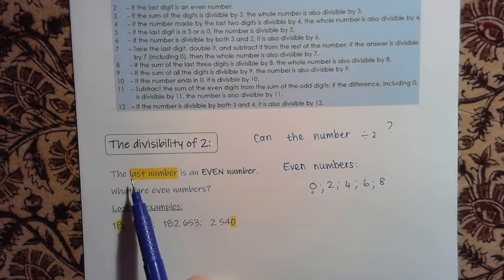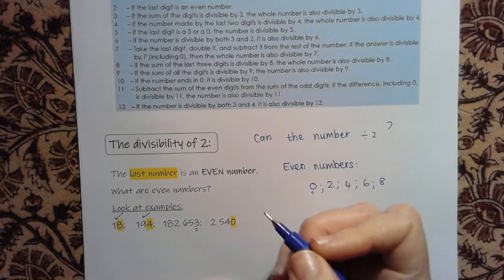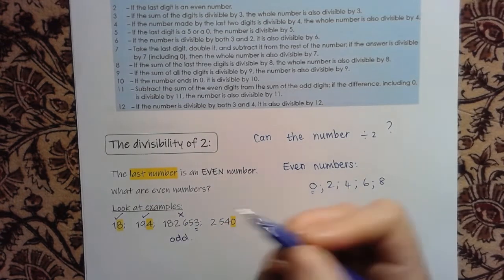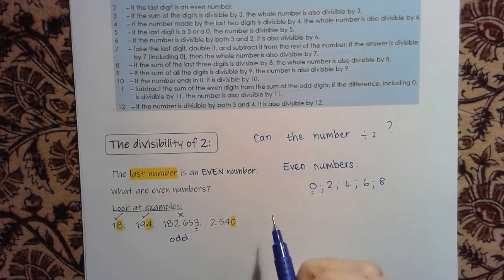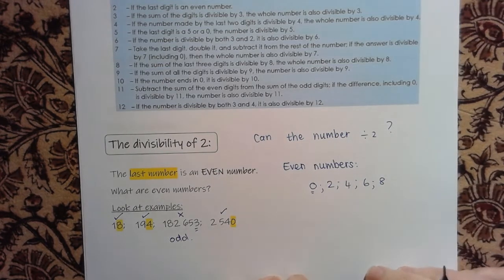So let's look at examples. If the last number is an even number: if we look at 18, 18 ends on 8, so that is an even number. So yes, this one is divisible by 2. 194, last number is 4, so yes, this is divisible by 2. If you look at this big number, 182,653, the last number is a 3, so that's an odd number. So no, this one does not divide by 2. This one, the last number is a 0, so yes, it is divisible by 2.